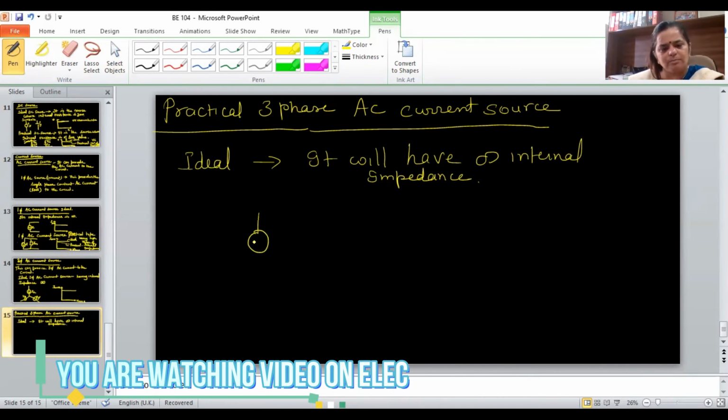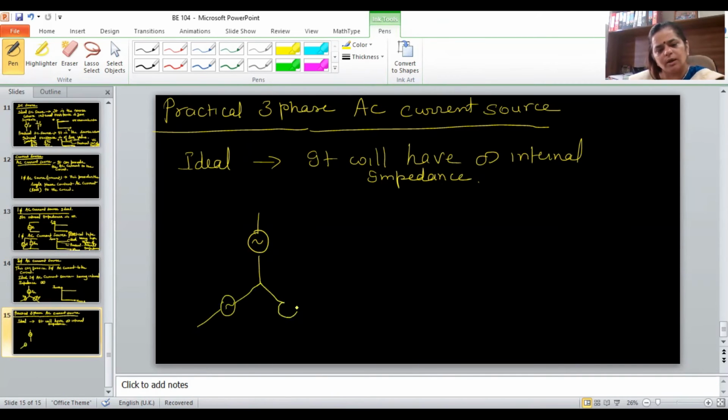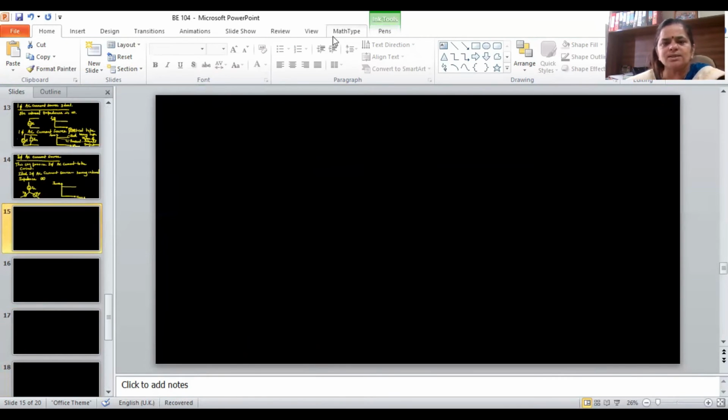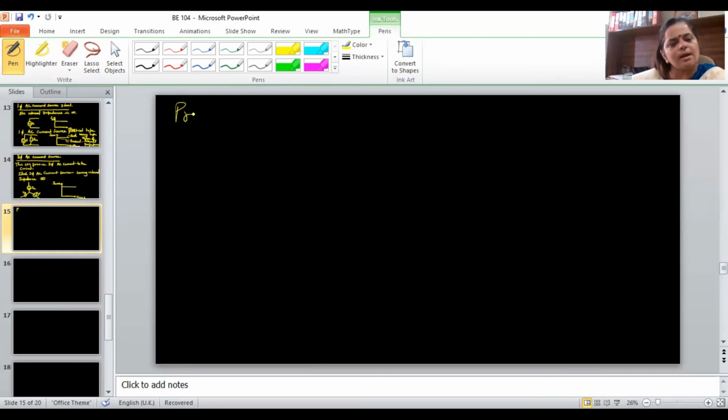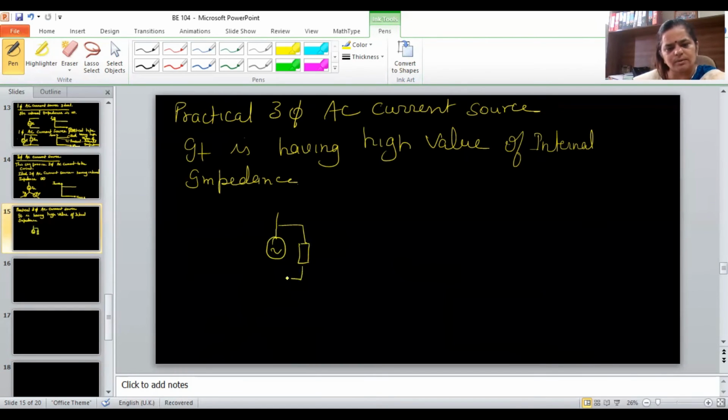Now I plot its characteristic symbol, it will be like this. Now let us talk about the practical three phase AC current source. It is having a high value of internal impedance. How to draw its characteristic? Like this, in parallel with Zin. This is Zin R. This is IR.